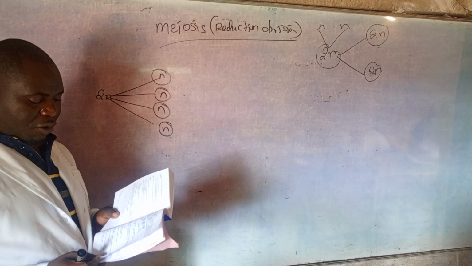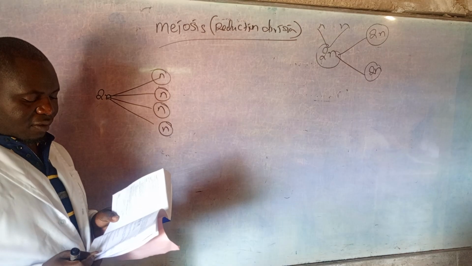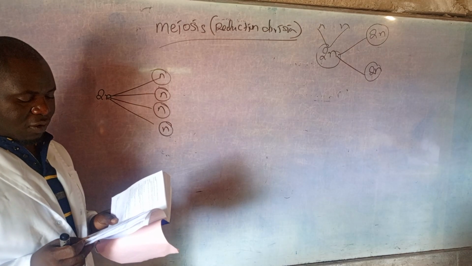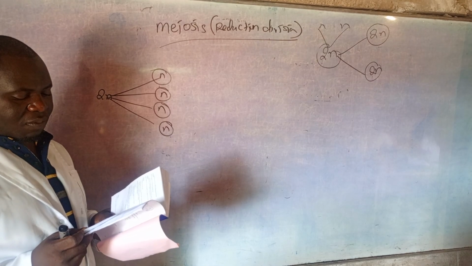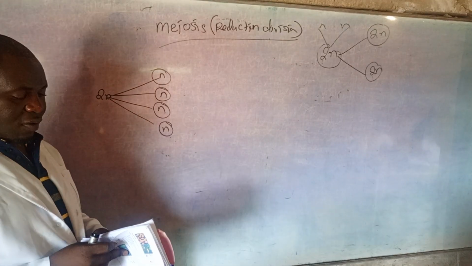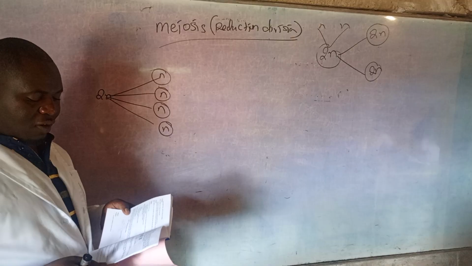Then it has some importance again, which is the formation of gametes, which are sex cells. Apart from that, it contributes to genetic variation due to crossing over and the random assortment of chromosomes. So, what's the importance of meiosis? Number one, it contributes to genetic variation.